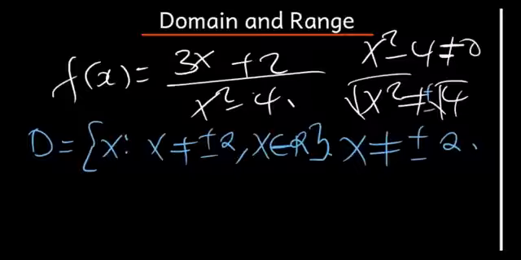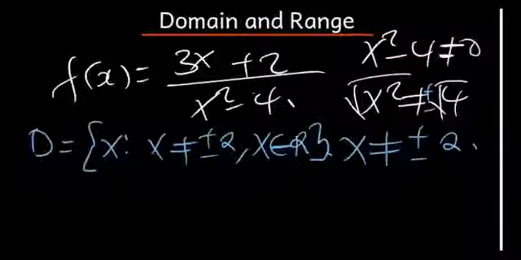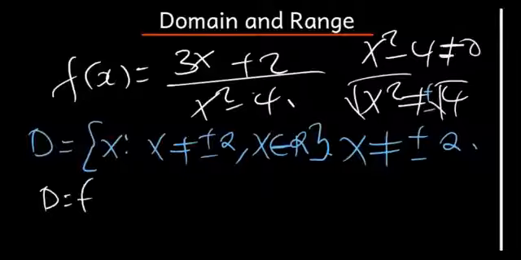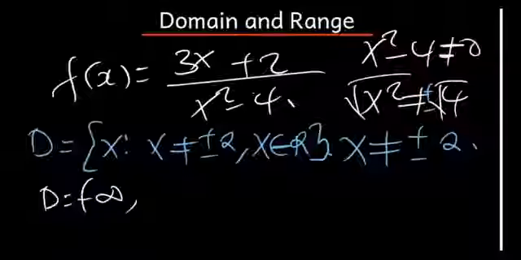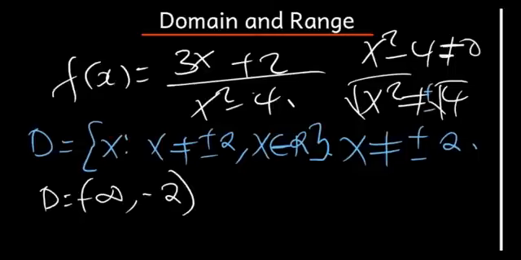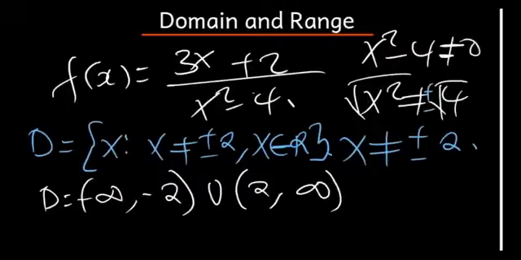So I can also put this in interval notation where I need to have the values. The domain is going to be from negative infinity all the way to negative 2, not included, union, then 2 all the way to infinity. But 2 and negative 2, they are not included.